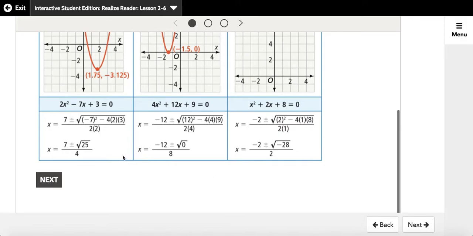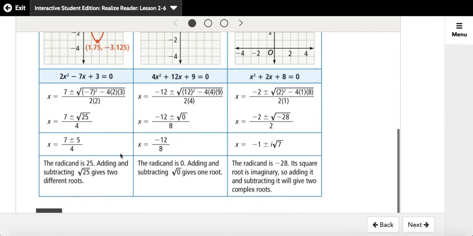And they go ahead and solve for those roots, and I think we'll see down here somewhere. Here we have two solutions. Here we have one solution, and here we have no real solutions, but they are two imaginary roots.